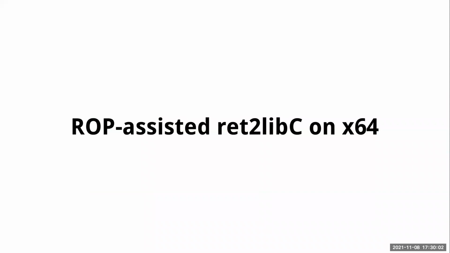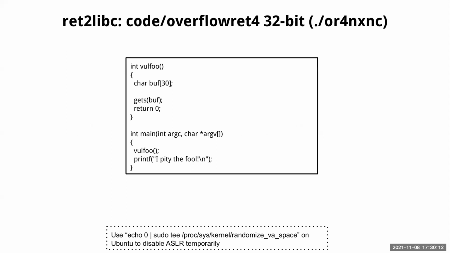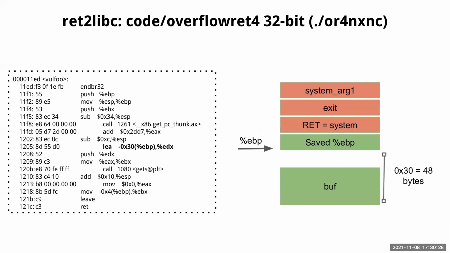So next we are going to do our return-to-libc attack on x64 with the help of ROP. This is the program we used in the first half of the semester to overflow the return address in 32-bit. I put it here so you can recall what we were doing before.